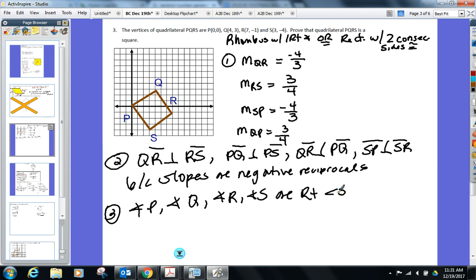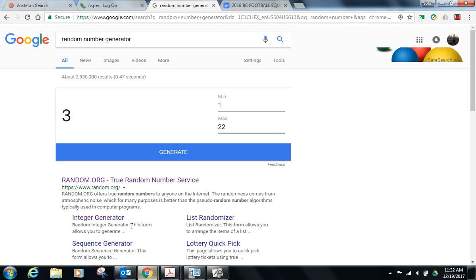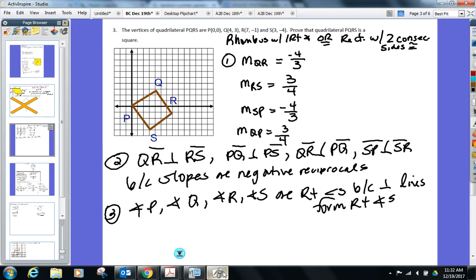Why? Yep. What type of figure now is PQRS? If I have all 4 right angles, what type of figure is it? It's a rectangle. Yep, PQRS is a rectangle. Why?